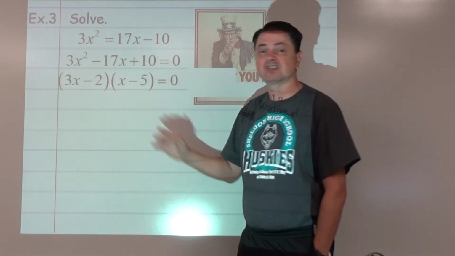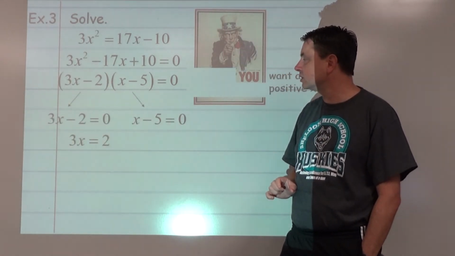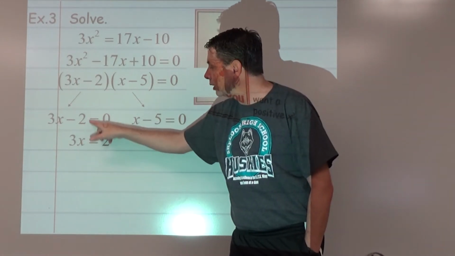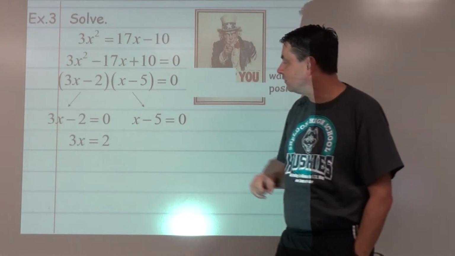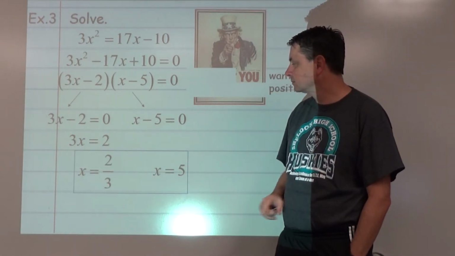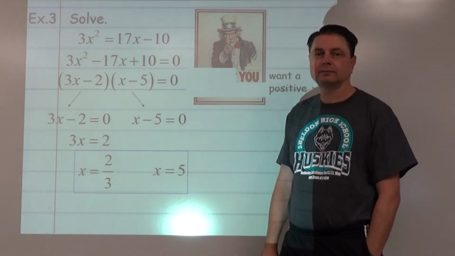Split it. Once it's factored, split, set equal to 0. 3x minus 2 equals 0. X minus 5 equals 0. Add 2 to both sides. Add 5. Divide by 3. There's our solutions. X equals 2/3. X equals 5.